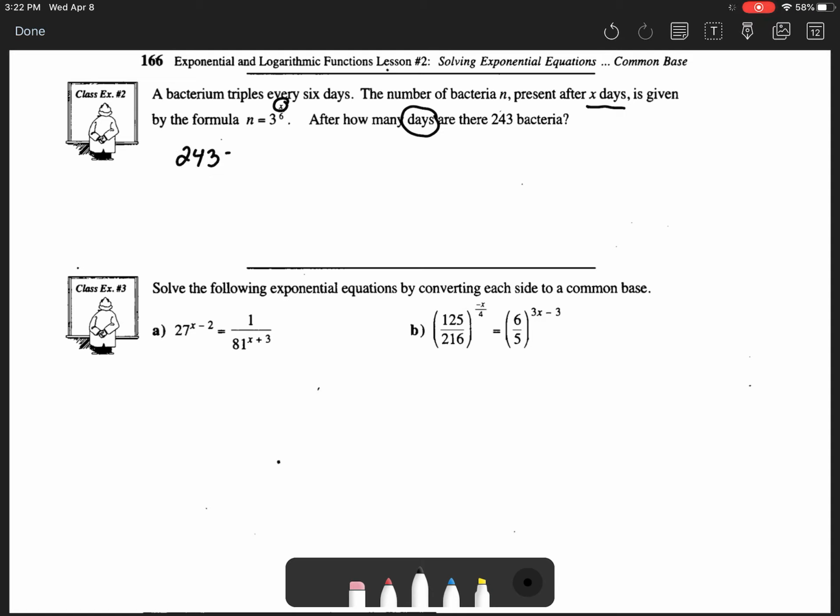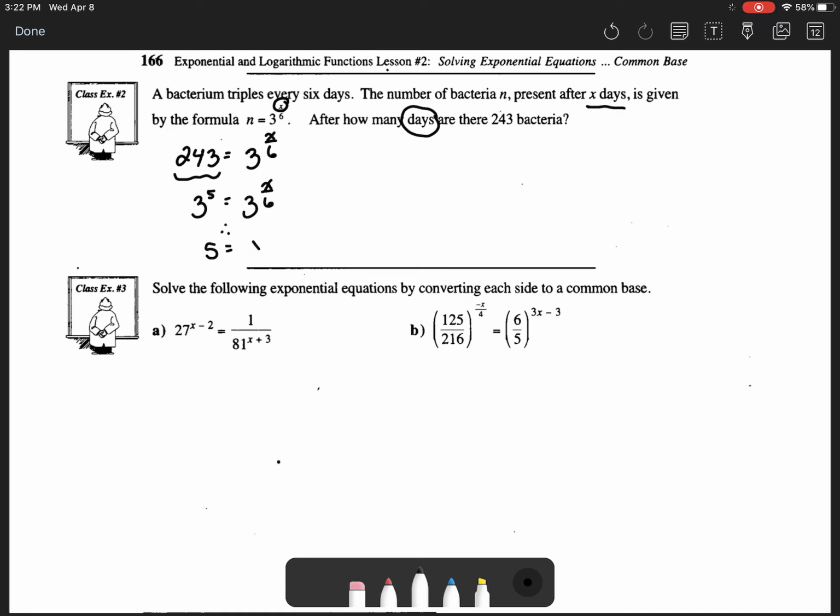So I take the equation they gave me and I substitute 243, the number of bacteria, in for N. And I have 3 to the exponent of X over 6 on the right-hand side. So just like the questions we did on the other page, I'm hoping I can write 243 as a power with a base of 3. And I can. That is actually 3 to the exponent of 5. So now I have 3 to the exponent of 5 equals 3 to the exponent of x over 6.